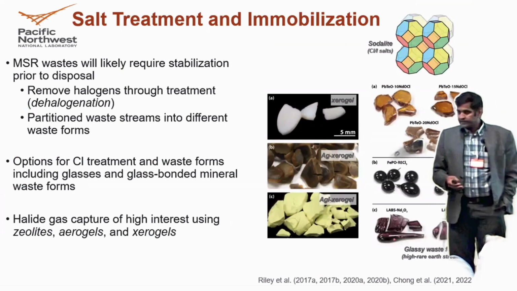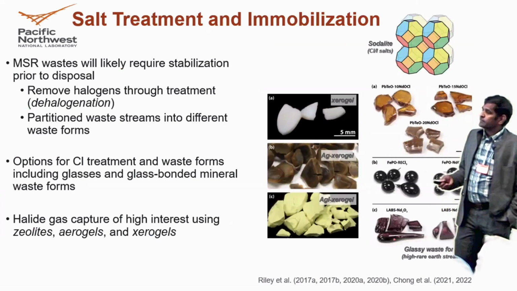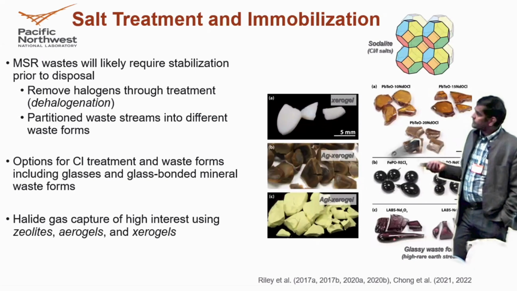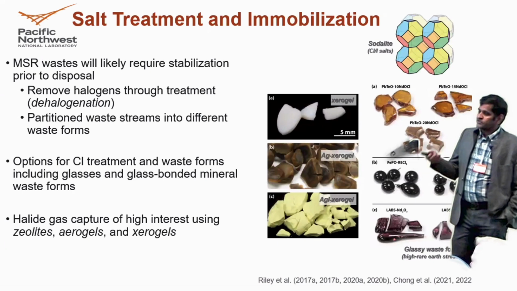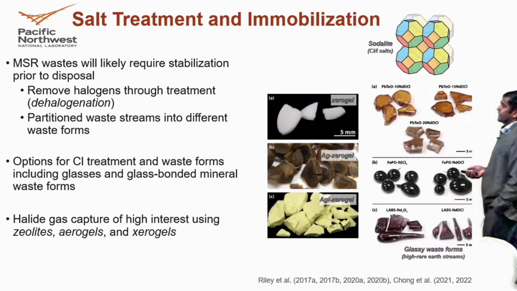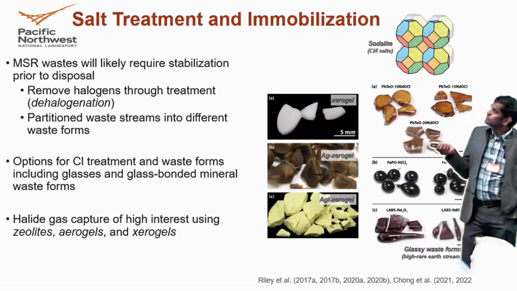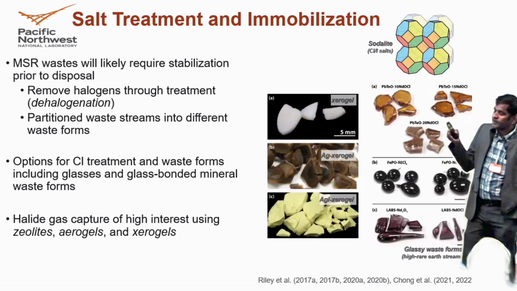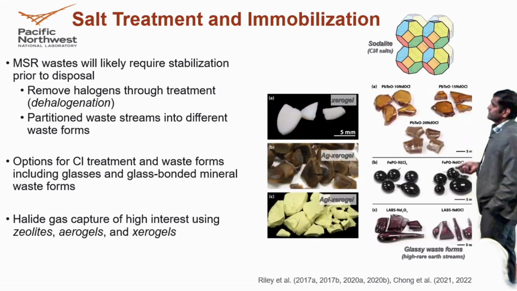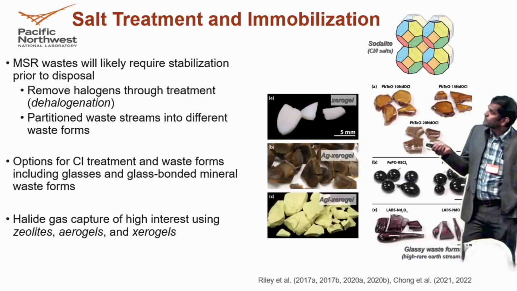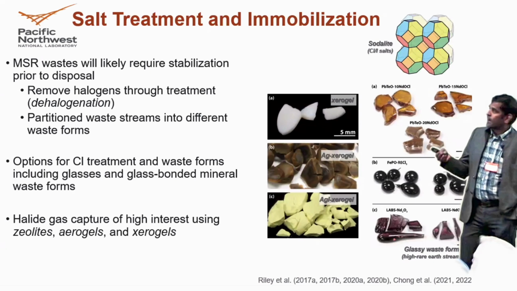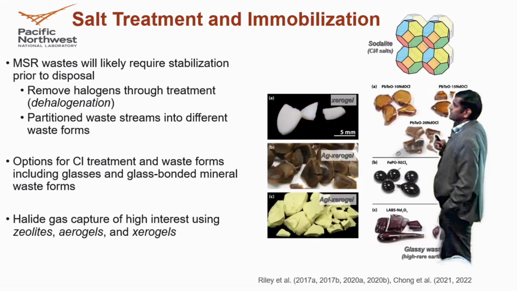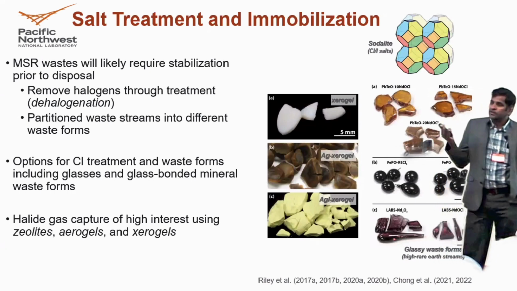MSR also requires some kind of waste treatment. Because you have chloride and fluoride salts, the radiolysis of these chloride and fluoride salts requires some kind of treatment. We have to remove these halogens through a dehalogenation process, and then partition those waste streams into different waste streams. We have some options for chlorine treatment and waste forms, including glass and glass bonded mineral waste forms, and halide gas capture at high interest using zeolite and other classes of materials, I would say.